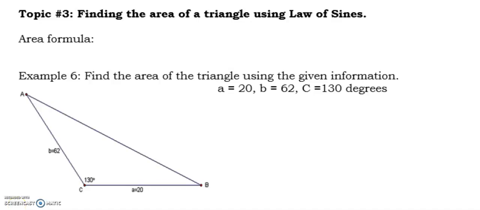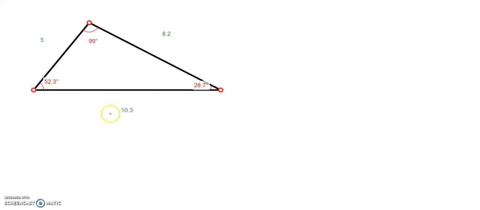All right, topic 3 is going to be finding the area of a triangle using the law of sines. If we think about the area of any triangle, the area comes from the area of a rectangle, but we're just taking 1/2 of the base times the height. This is all well and good in an oblique triangle like this, where we would say we want 1/2 the base times the height.